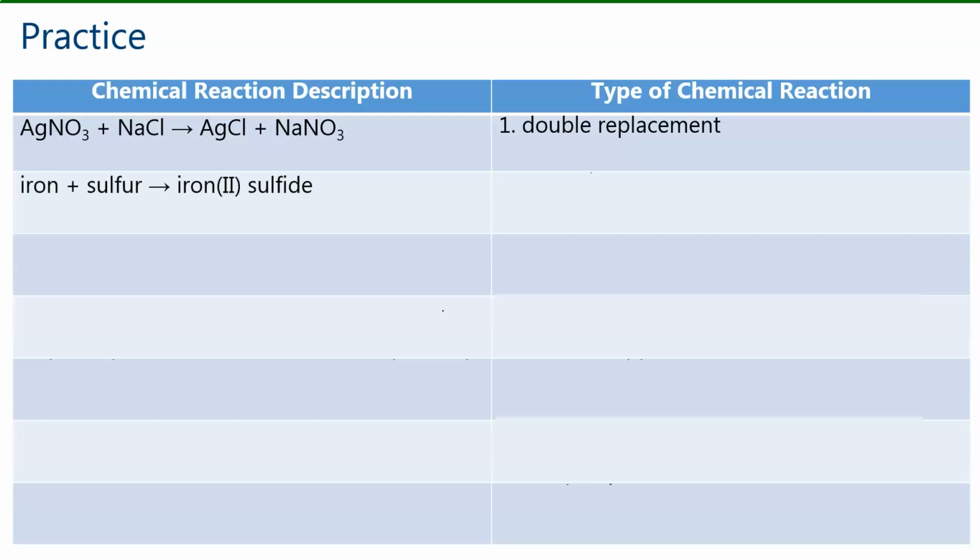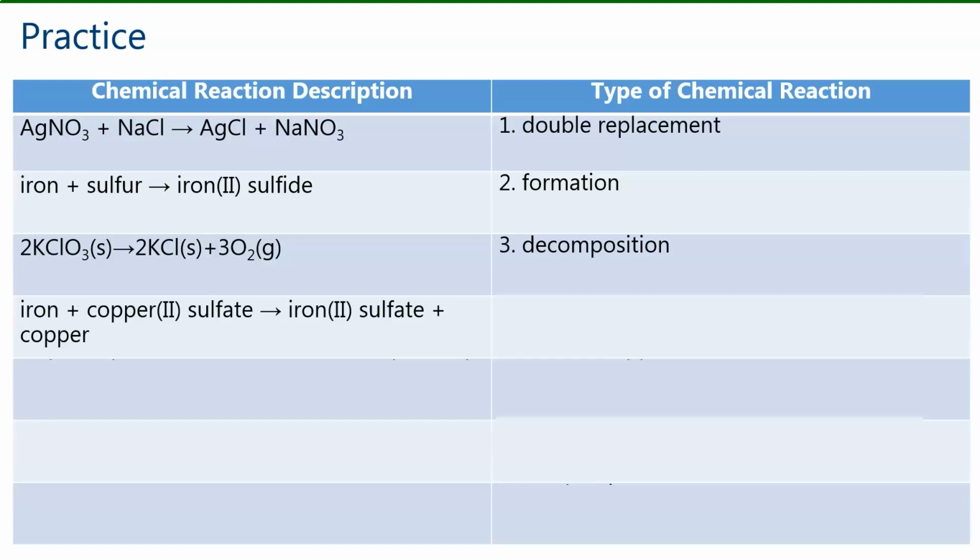Our next reaction is iron plus sulfur produces iron 2 sulfide. And this is formation. We know this because we have an element plus an element producing a compound, and that's the key to identifying a formation reaction. Next, we have potassium chlorate becoming potassium chloride plus oxygen. What type of reaction is this? This is decomposition. We have a compound breaking down into simpler substances.